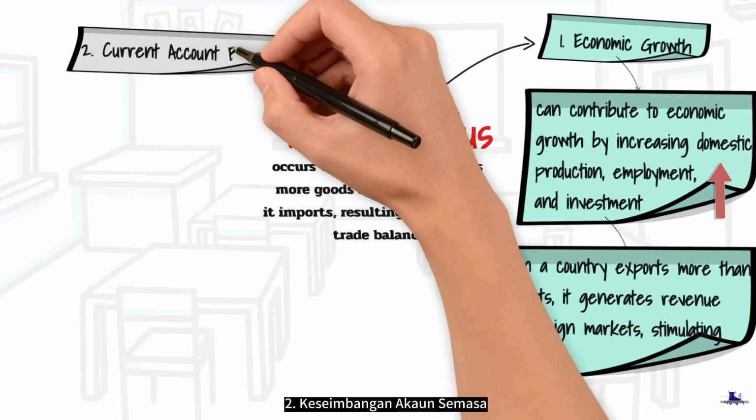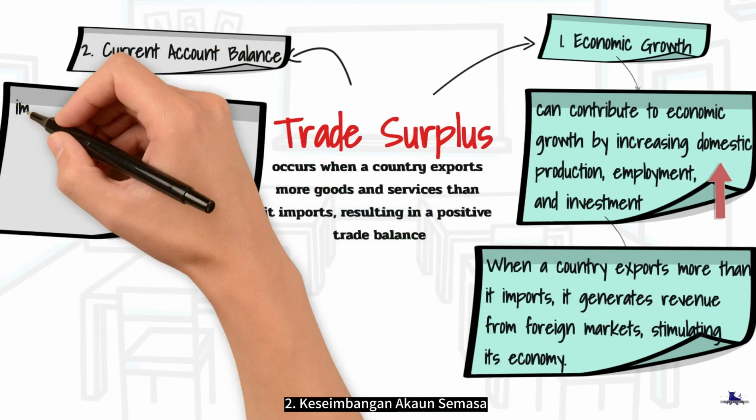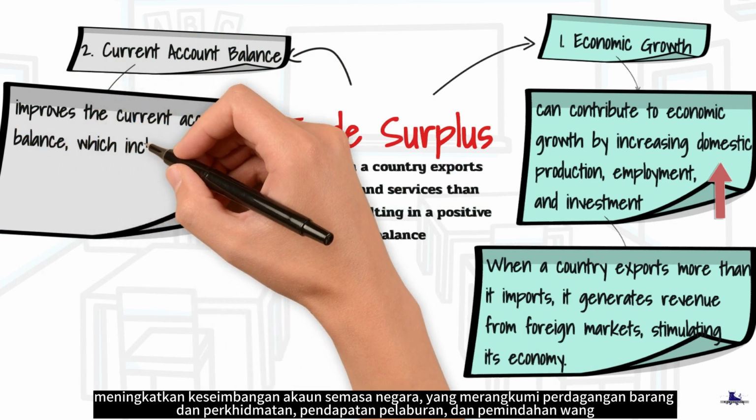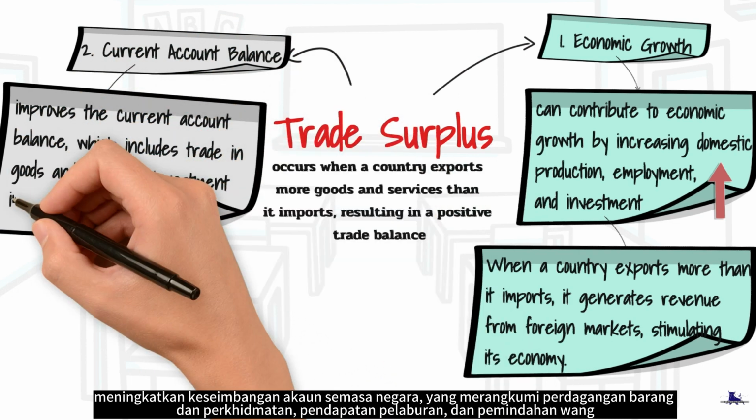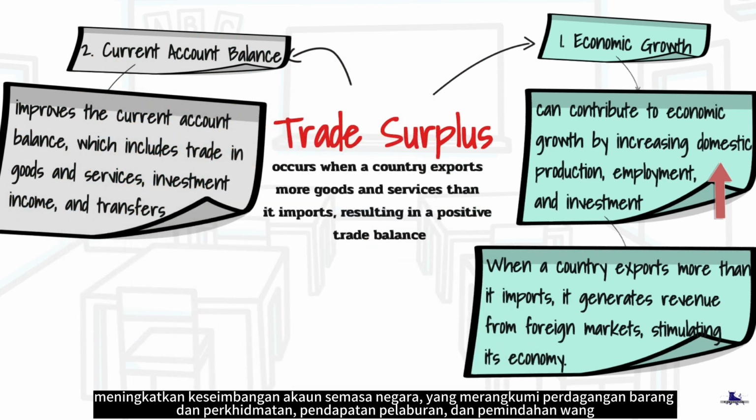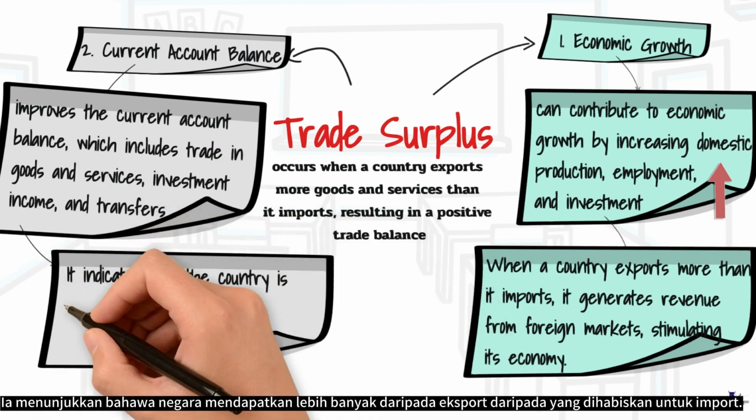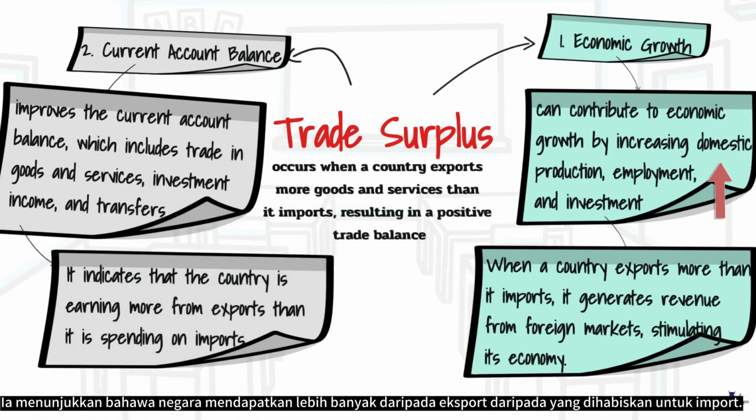2. Current account balance. A trade surplus improves the current account balance, which includes trade in goods and services, investment income, and transfers. It indicates that the country is earning more from exports than it is spending on imports.